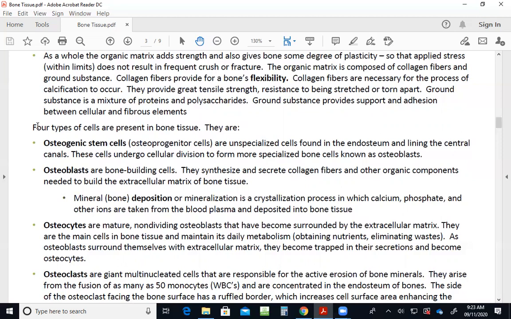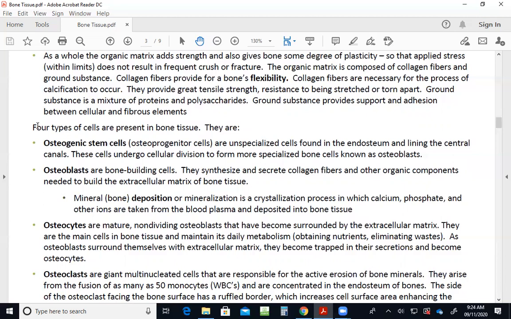The organic matrix is composed of collagen fibers and ground substance. The collagen fibers are what provide for that flexibility. Collagen fibers are also necessary for the process of calcification to occur. So they provide great tensile strength, resistance to being stretched or torn apart. Ground substance is a mixture of proteins and polysaccharides. Polysaccharides are carbohydrates, which provide support and adhesion between cellular and fibrous elements.